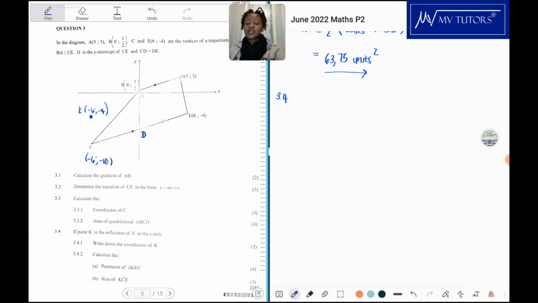Okay, so that is what that reflection would do. So what is K? K is then (-6, -4). Alright, so that's 3.4.1, and then 3.4.2. Calculate the perimeter of triangle KEC.